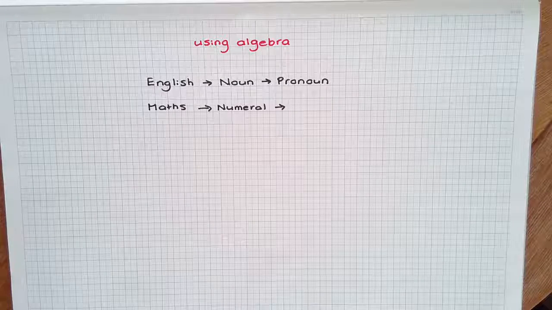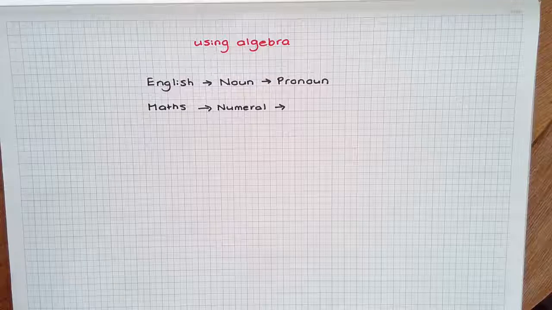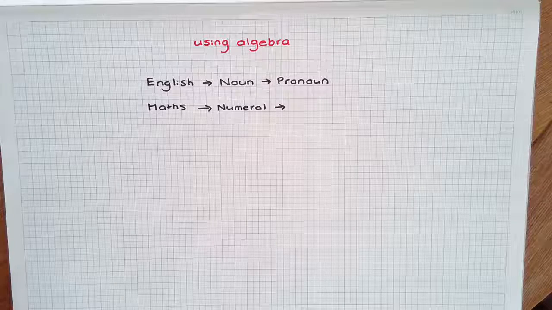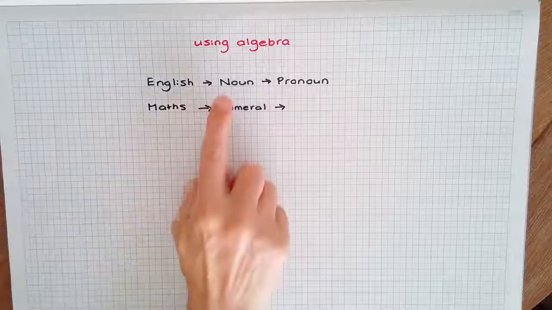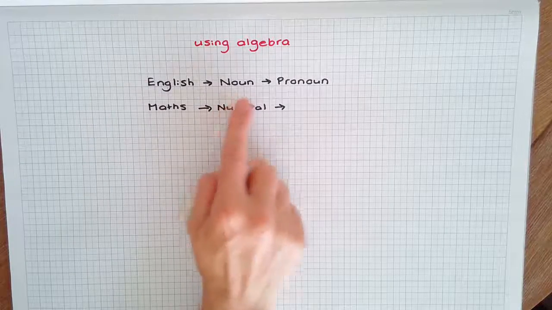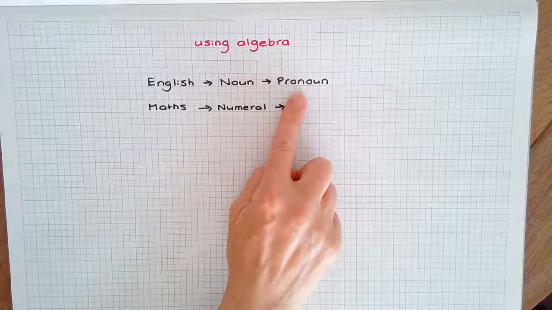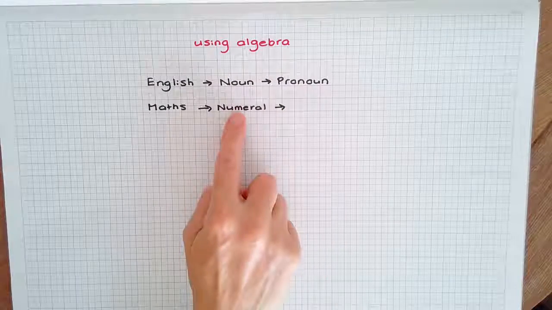In this video, we're going to have a look at how we use algebra. Algebra is the part of mathematics in which letters or symbols are used to represent numbers. In English, a noun is a word to describe an object, person, or place, and a pronoun is a word that can take the place of a noun. In maths, symbols to represent numbers are called numerals.